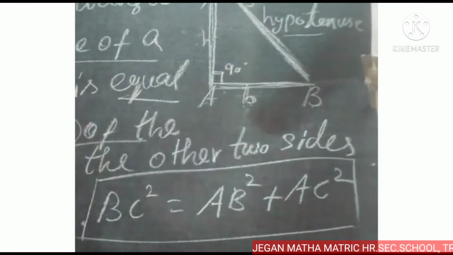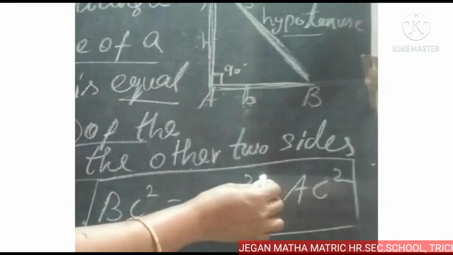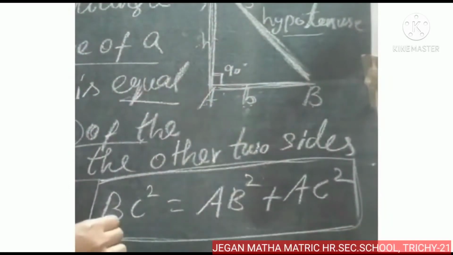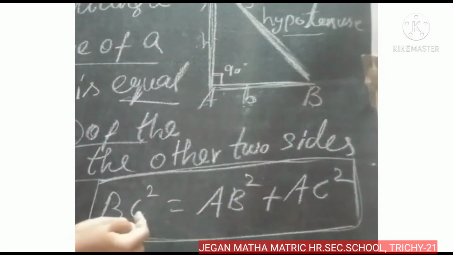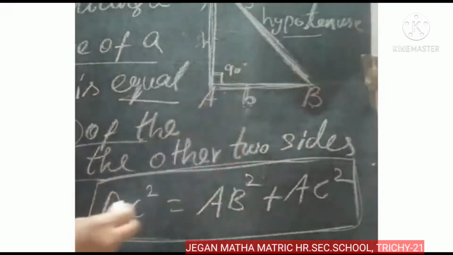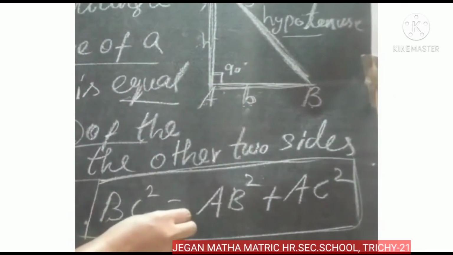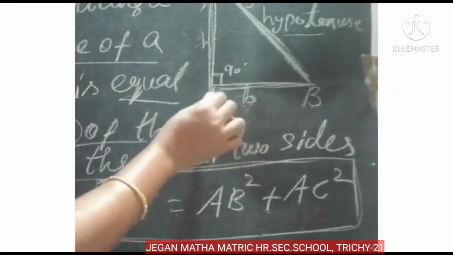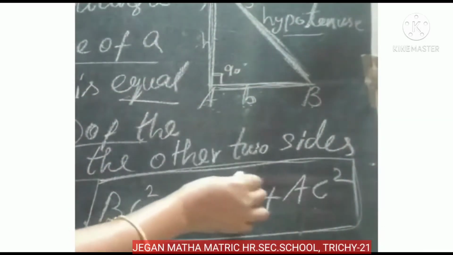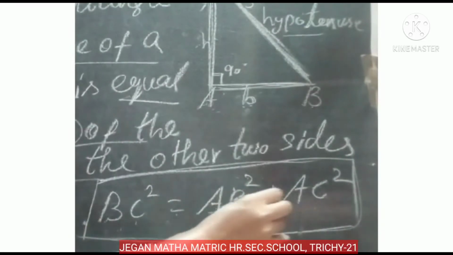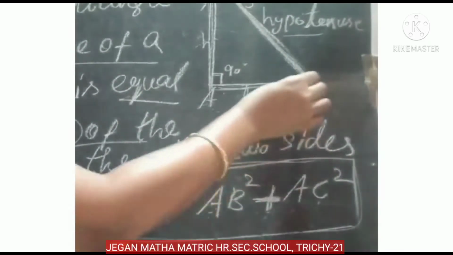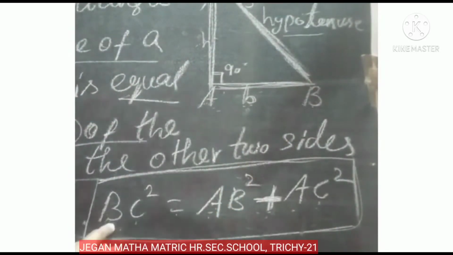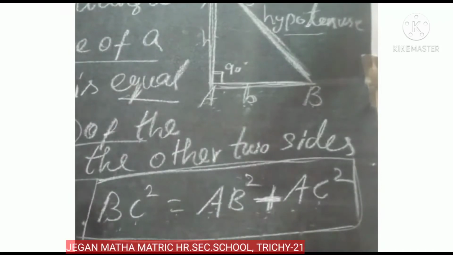See, the sum of the squares of the other 2 sides. Other 2 sides means base and height. So this is the equation of the Pythagoras theorem: BC square equals AB square plus AC square. BC square means the square of the hypotenuse side. AB is the base and AC is the height. Sum means addition. So BC square equals AB square plus AC square. This is the Pythagoras theorem. Is it clear?